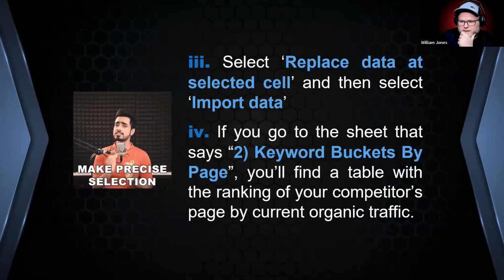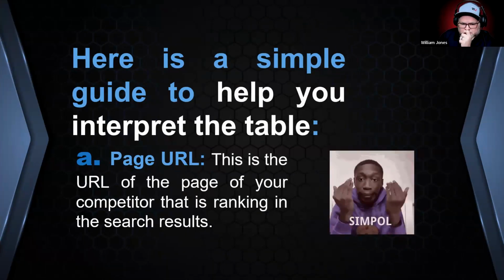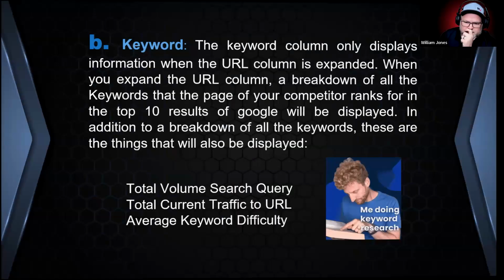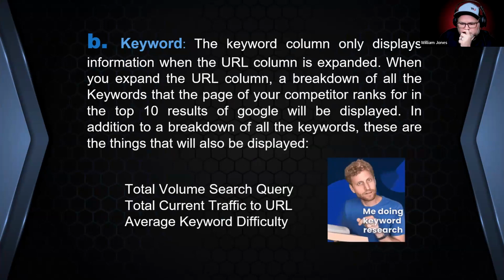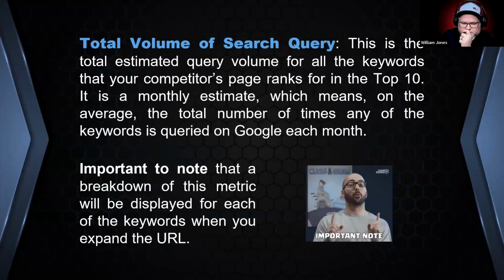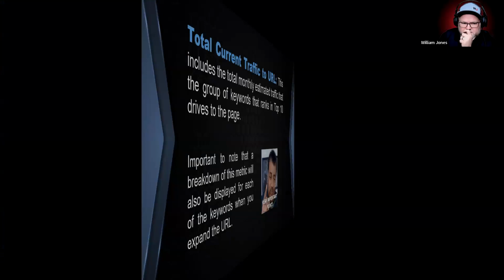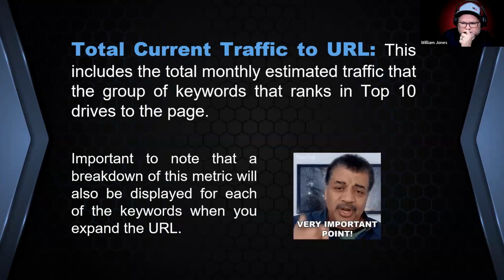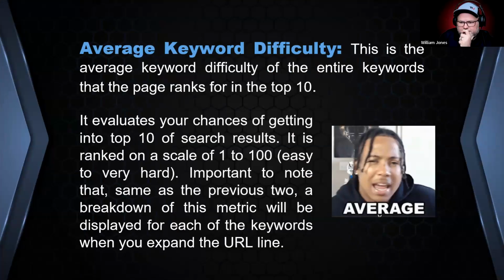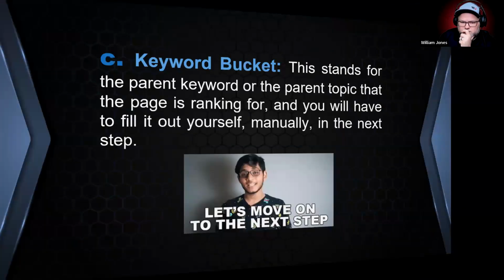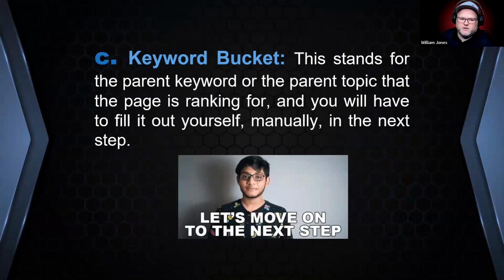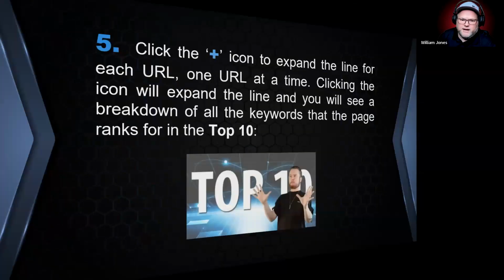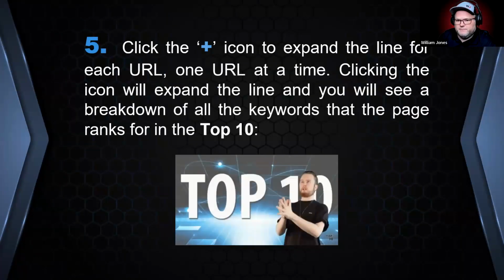We're going to create buckets. We're going to have all the keywords, and we're going to have siloed content. Simple guide to help you do it. You're going to have the page URL, right? What's the page? What's the keyword? What's the volume of traffic they're getting from it? Then what's the current traffic to that URL? What's the average keyword difficulty, which we went over last week? And what's the keyword bucket it goes into? All right. You can expand it.